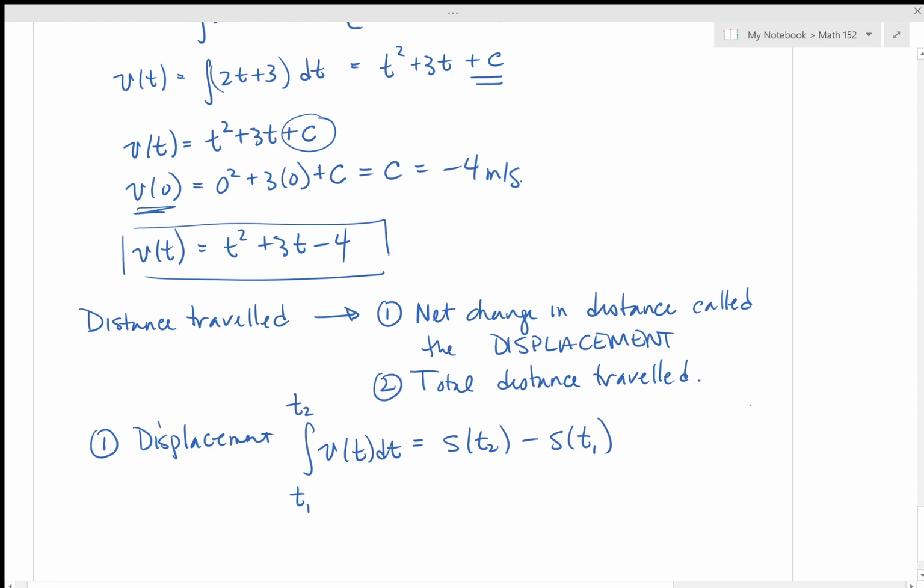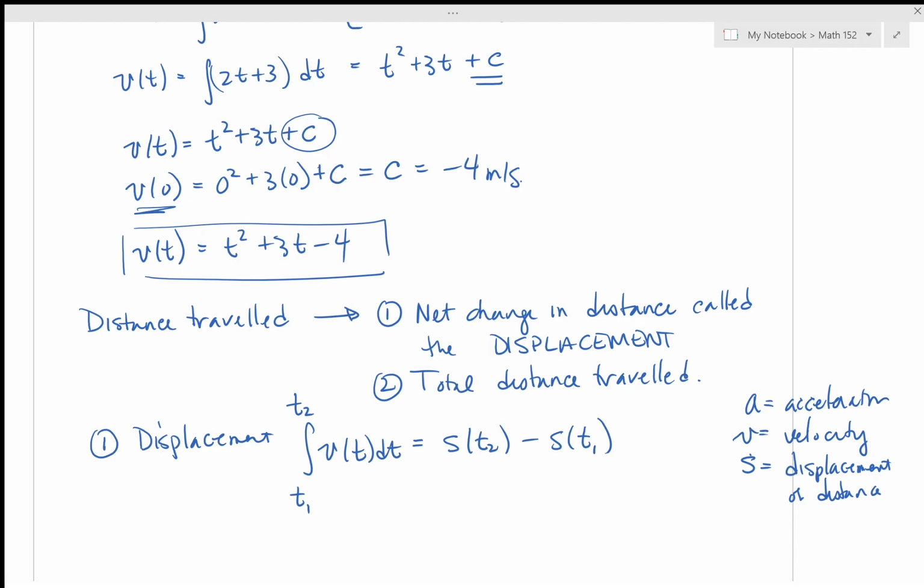Okay, so just so you know, we're going to be using a for acceleration. v is going to be velocity, and s is going to be the displacement or distance, depending on the context. That's why I've used s. Why do we not use d, which is obviously tempting because d is the first letter? Because it's confusing then, because we often speak of the derivative of the displacement, and then what are we going to have? dd. This is going to be confusing.